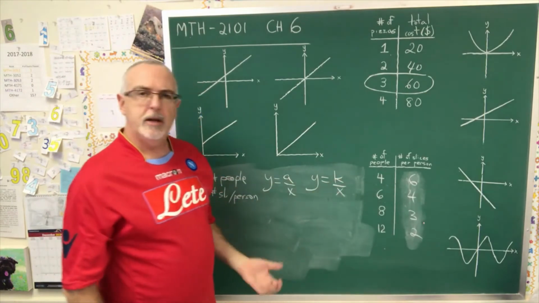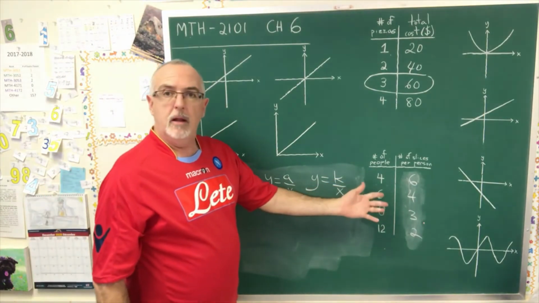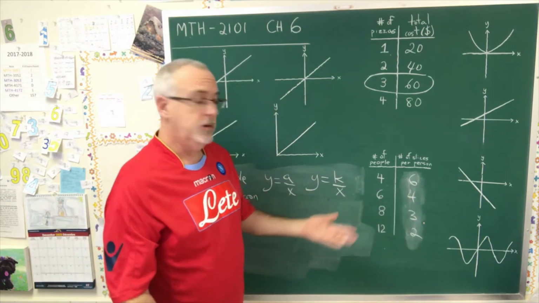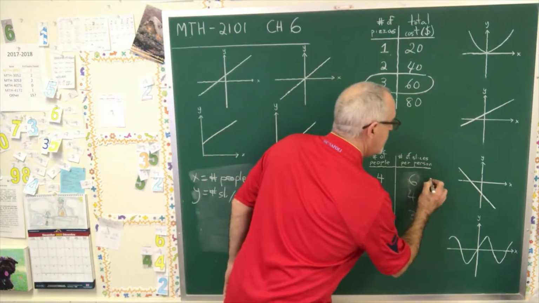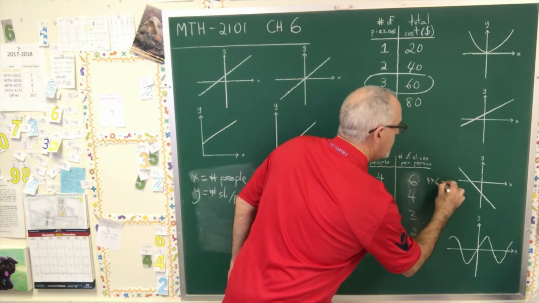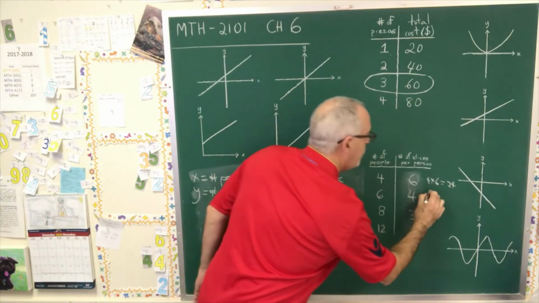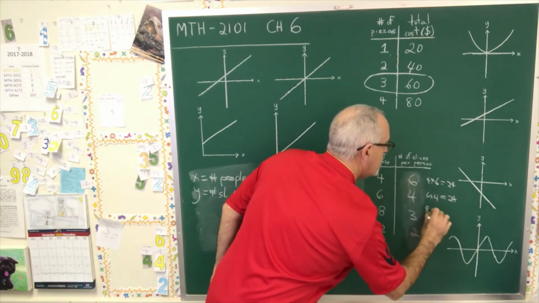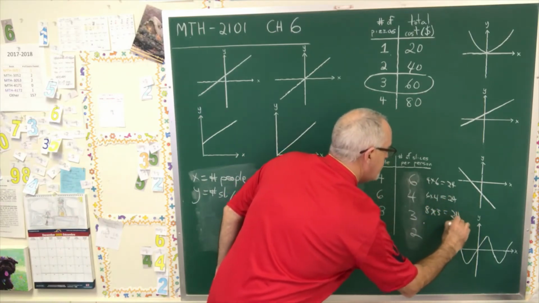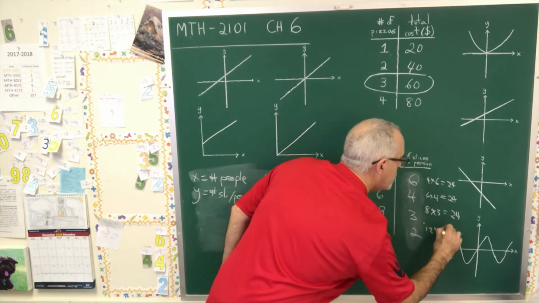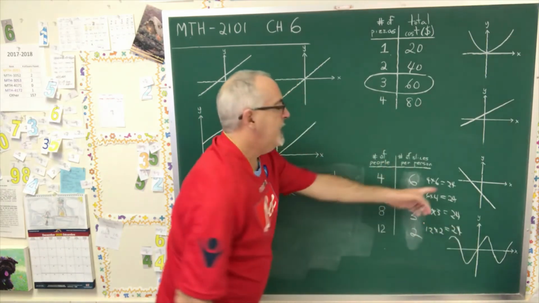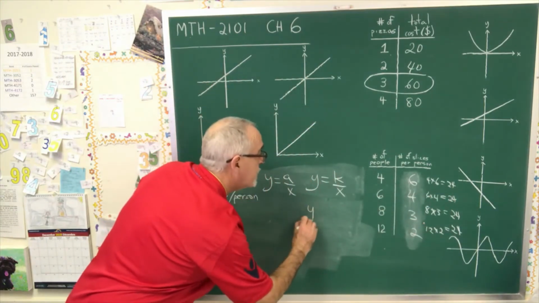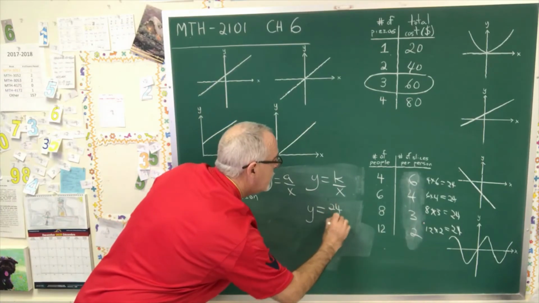But what is my proportionality constant? What's my k? Well, I can figure that out when I have a table of values by multiplying the x by the y. 4 times 6 equals 24. 6 times 4 equals 24. 8 times 3 equals 24. This keeps working, doesn't it? 12 times 2 equals 24. K is the number you get when you do those multiplications. So the equation is y equals 24 over x.